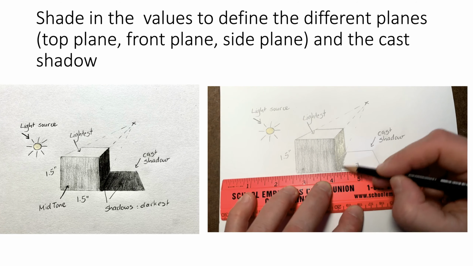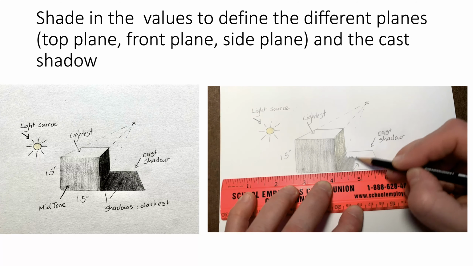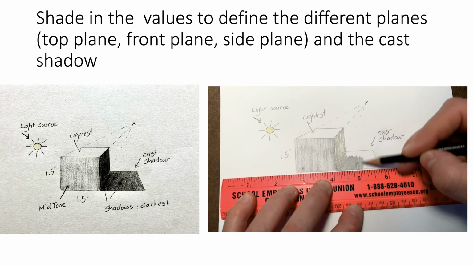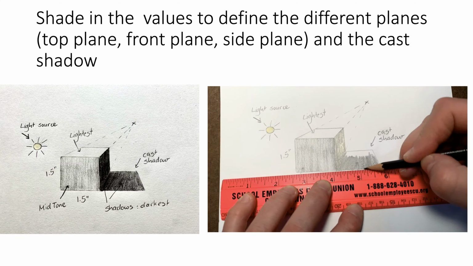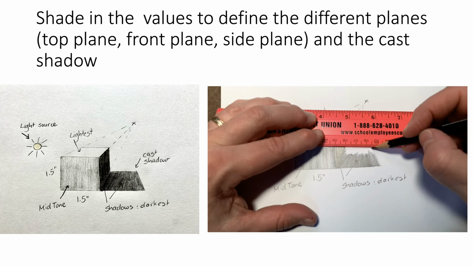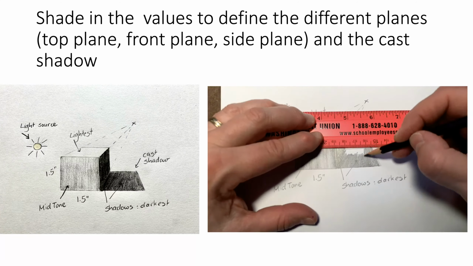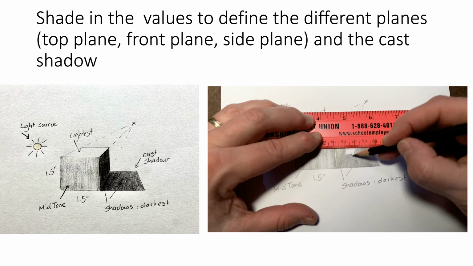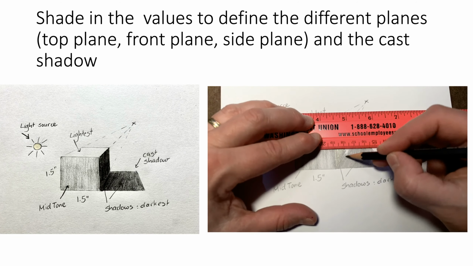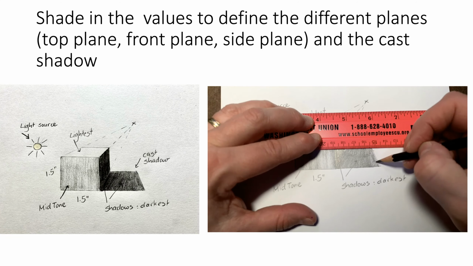And the cast shadow has a very dark value. Unfortunately, the light during the filming is reflecting from the dark graphite value areas, making them look much lighter than they actually look. Please use the image on the left as your reference.